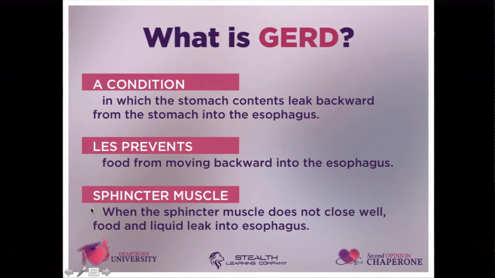Well, first of all, it's a condition where the stomach contents actually leak backwards into your food tube, or your esophagus. The esophagus is the key word. Now, next, I want you to know that there's a lower esophageal sphincter, or a trap door, between your food tube and your stomach. And it's supposed to prevent food from moving backwards into the esophagus. That's right. It should be a one-way valve. One way. And that should be going down rather than coming up.